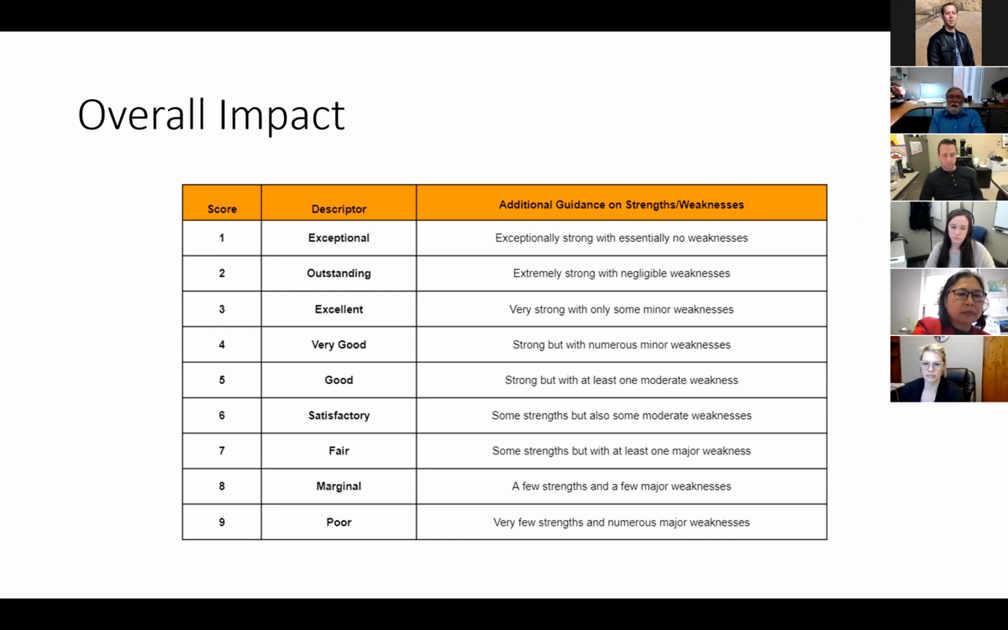Excellent, again, is very strong with only minor weaknesses. Very good is strong, but with numerous minor weaknesses. Good, again, is strong, but with at least 1 moderate weakness. And if you get 6, 7, 8, and 9, you've had some strengths in an application, but there's going to be a lot of moderate or major weaknesses in the overall thrust of that application.